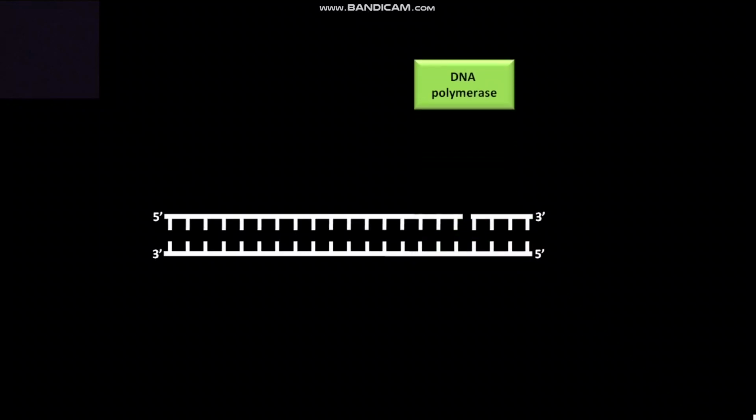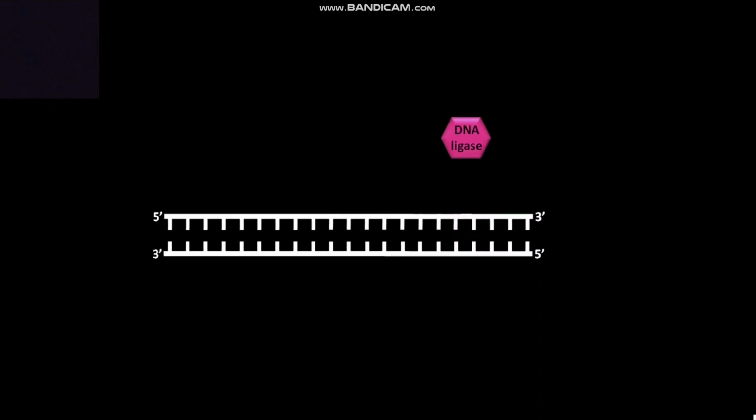This leaves a gap. DNA polymerase is then recruited to the DNA. DNA polymerase then fills this gap with the proper nucleotides. DNA polymerase then leaves the DNA with a nick. DNA ligase then binds to the nick. DNA ligase then seals the nick. DNA ligase then leaves the DNA. The end result is that the damaged DNA has been replaced with the correct bases.